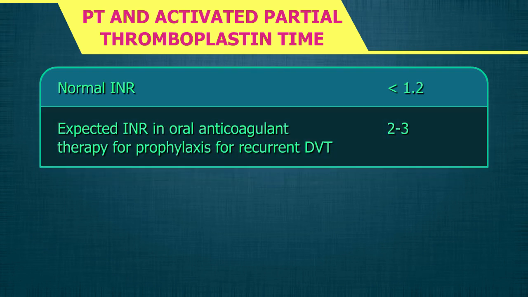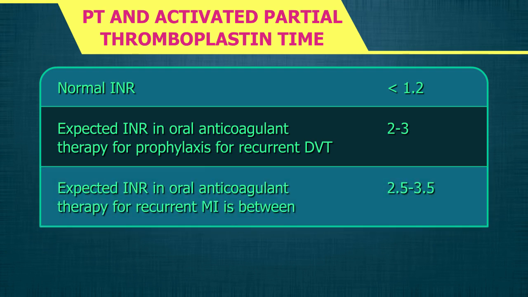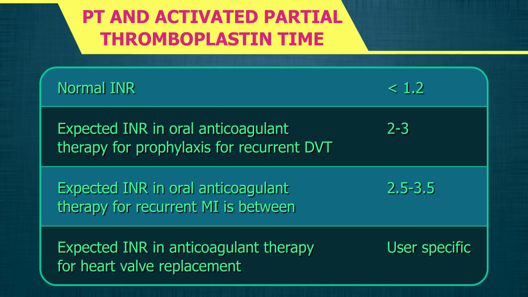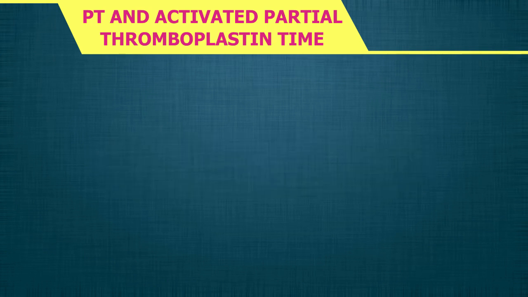Expected INR in oral anticoagulant therapy for prophylaxis for recurrent DVT is 2 to 3. Expected INR in oral anticoagulant therapy for recurrent MI is between 2.5 to 3.5. Expected INR in anticoagulant therapy for heart valve replacement is user specific. Thus, relevant patient history is very important before reporting the PT.